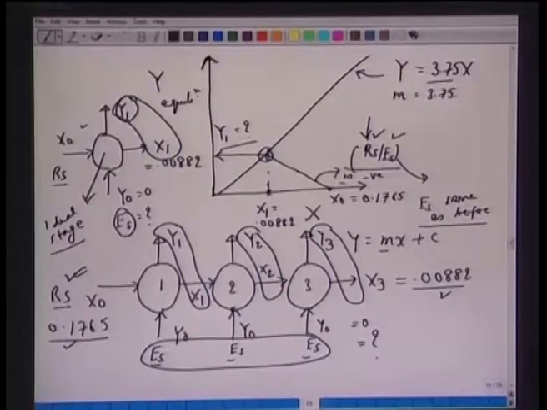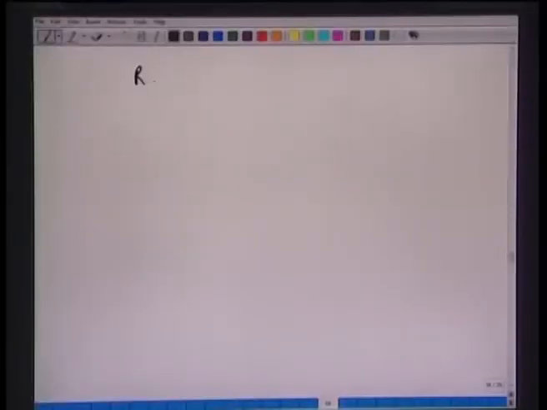One can write down the material balance or species balance for all 3 stages. So let's write down the same balance which we wrote before. For the first stage, Rs (x0 minus x1) will be the same as, if we write down the second stream's equation, Es (y1 minus y0). So that's stage 1.